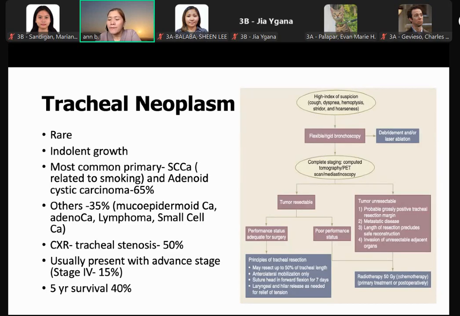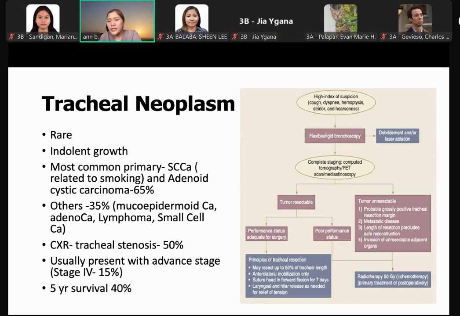And also we have the tracheal resection principles. If we need to resect, the patient must be a good candidate for surgery, with good performance status. You will resect up to 50% of the tracheal length, with lateral mobilization only. Put the head in forward flexion for 7 days, and do laryngeal and hilar release as needed for relief of tension. That criteria should be met during the resection already.